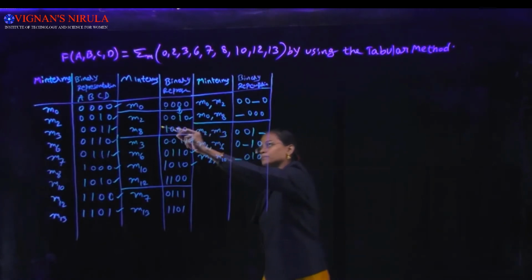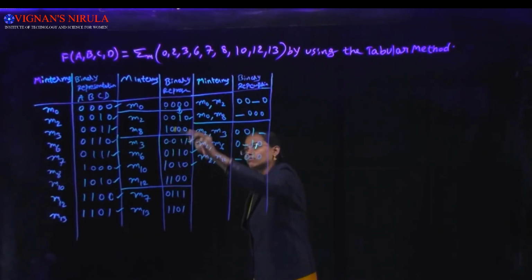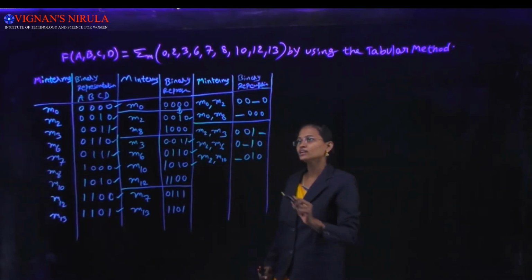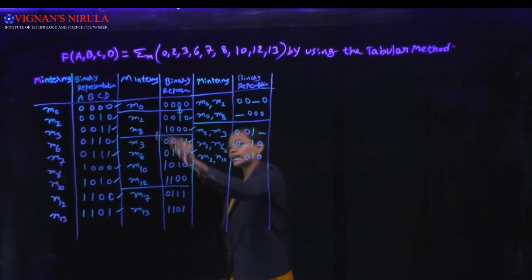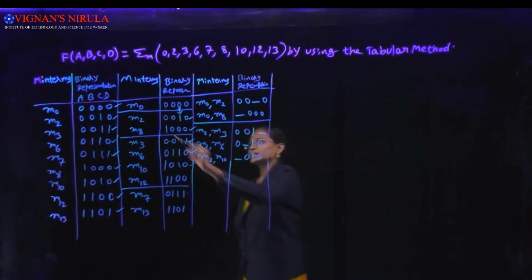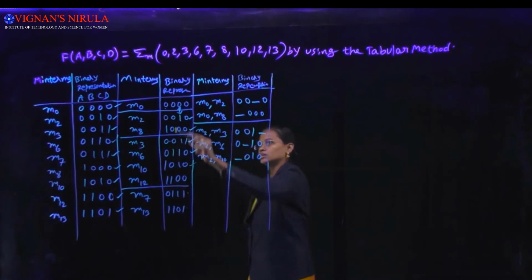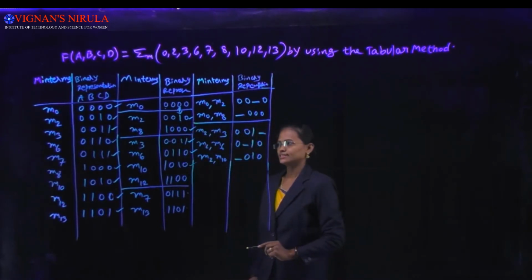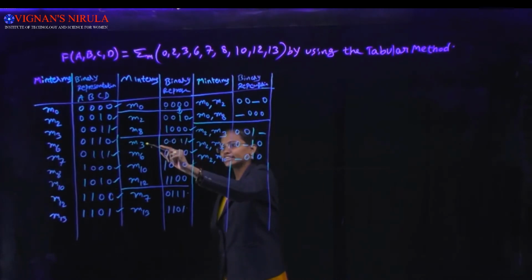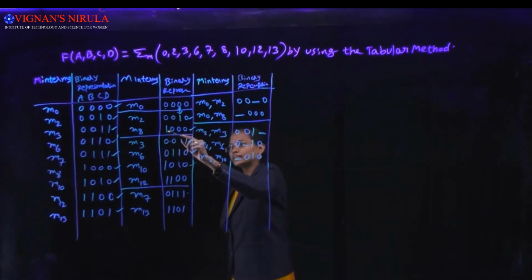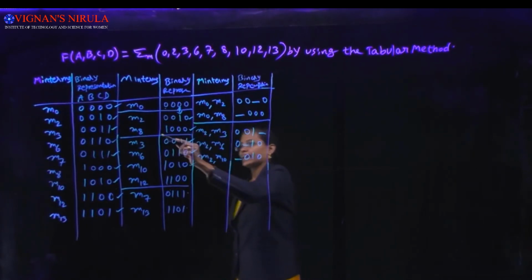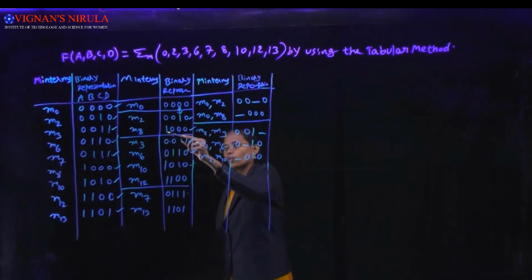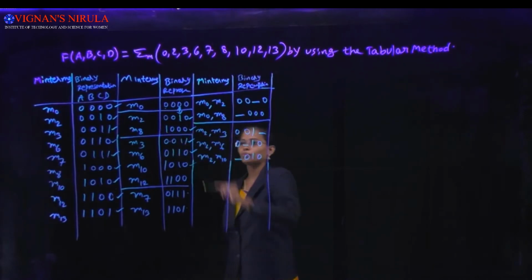And next M2 comparing with M12, 0 1 0 1, two positions differ, so don't write the minterm. And next M2 and M10 is also completed. And next M2 and M12, 0 1 and 0 1, two positions are changed. And next M8 and M3, 0 1 0, here also 0 1, two positions are changed. And next M8 and M6, 1 0 and 0 1, two positions are changed.